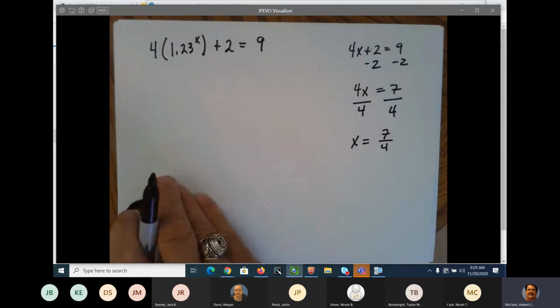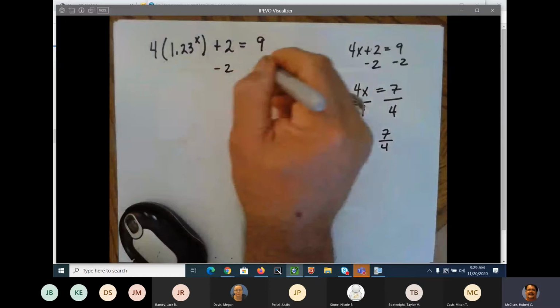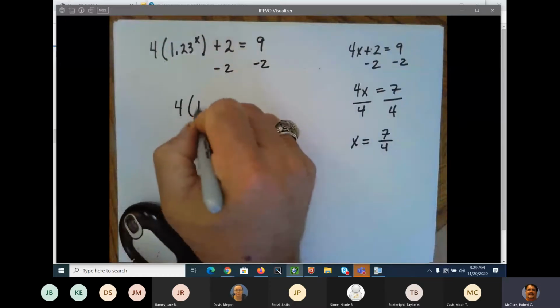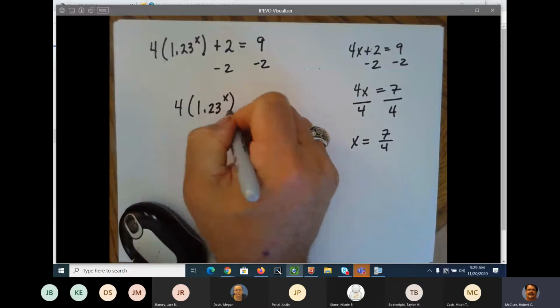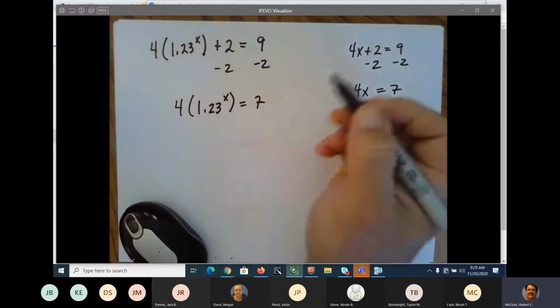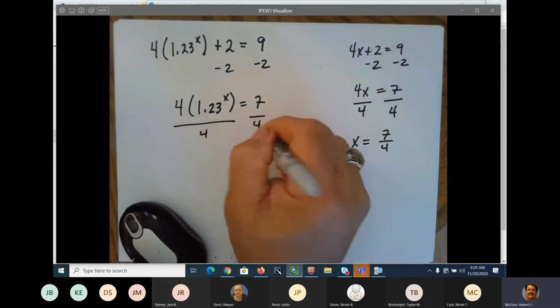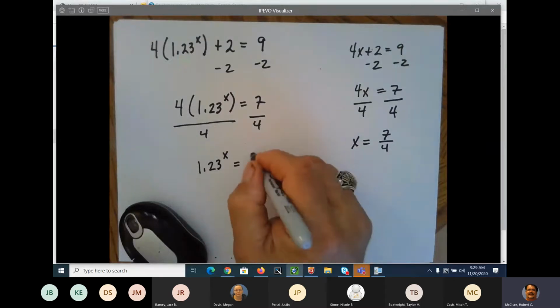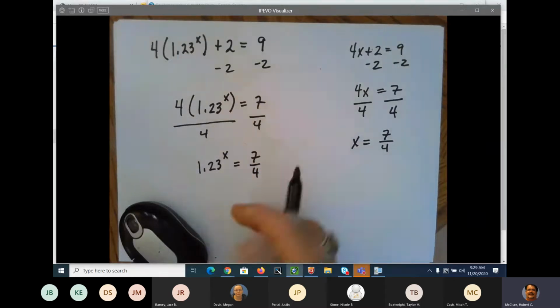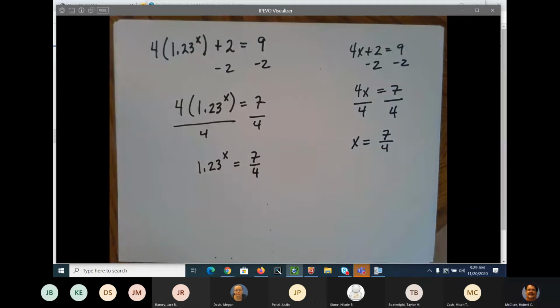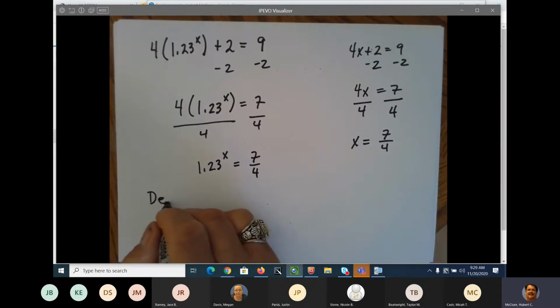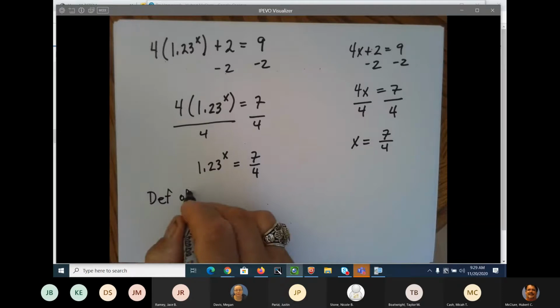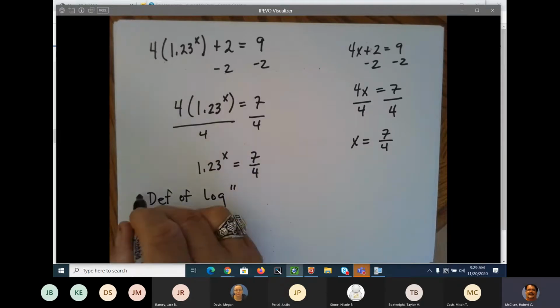So do it over here. Minus 2. 4 times 1.23 to the x power is equal to 7. Divide by 4. And you got 1.23 to the x power is equal to 7/4. Now you don't have a logarithm, you've got an exponential, and you can use the definition of what? You can use the definition of a logarithm, Hubert. That's right, class. Good job.